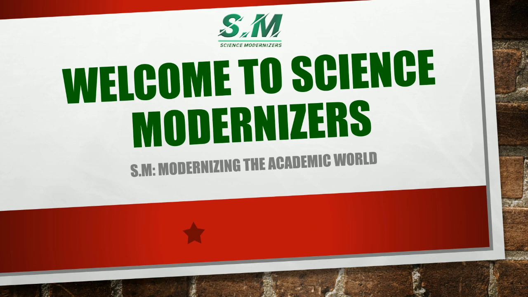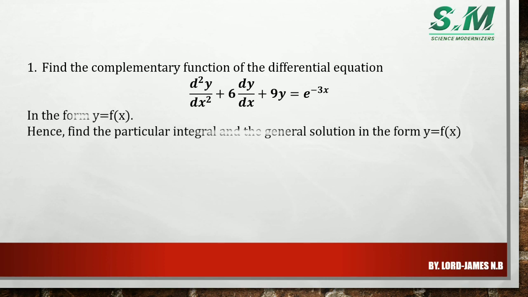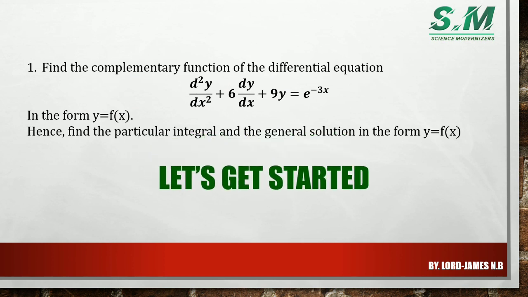Today we are going to see June 2022 further mathematics and June 2021, the first two questions on differential equations. The question reads: find the complementary function of the differential equation d2y/dx squared plus 6 dy/dx plus 9y equal to e to the negative 3x. From there, the question says you should find the complementary function in the form y equal to f of x. Hence, find the particular integral and the general solution in the form y equal to f of x. So let's get started.